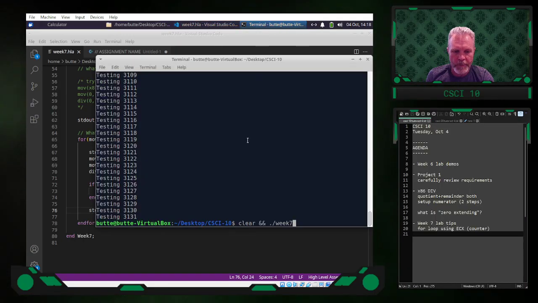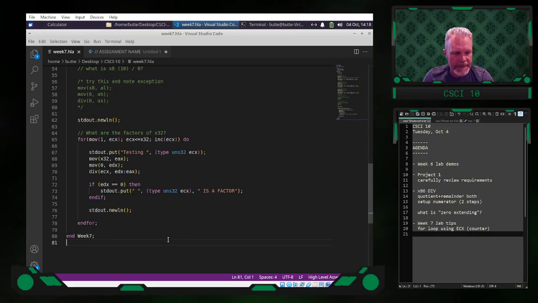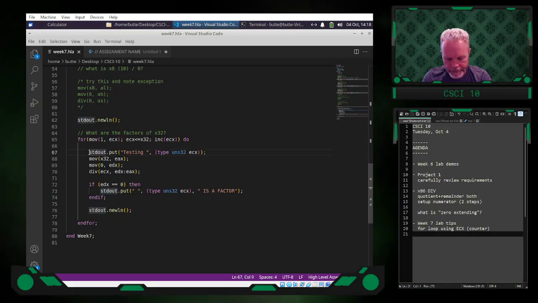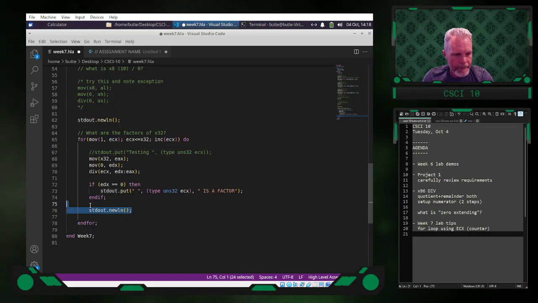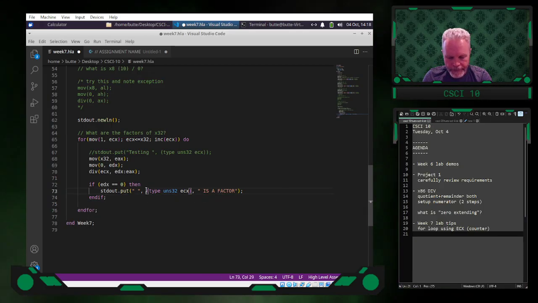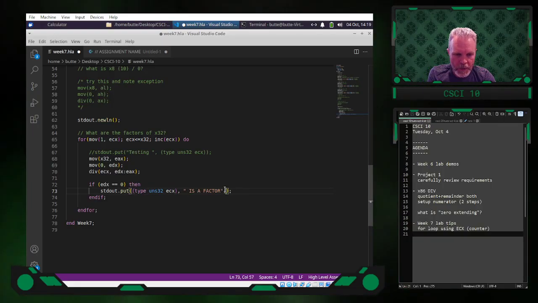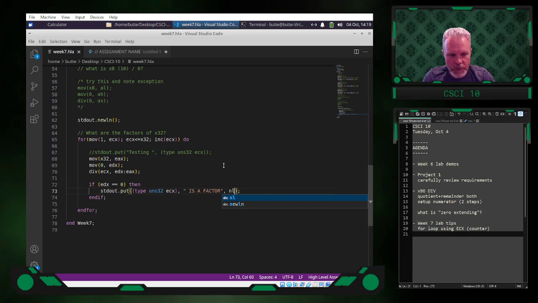This may be more output than we want. We'll fix it. Yeah, let's get rid of this part and only print out the factors. So anything that's not a factor, we're going to ignore.